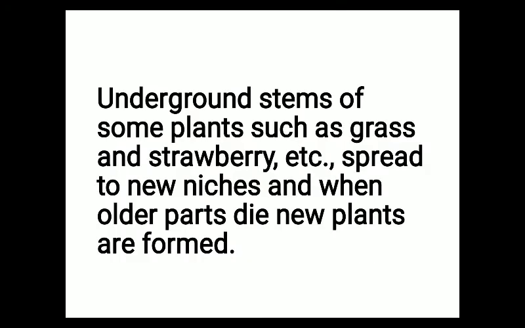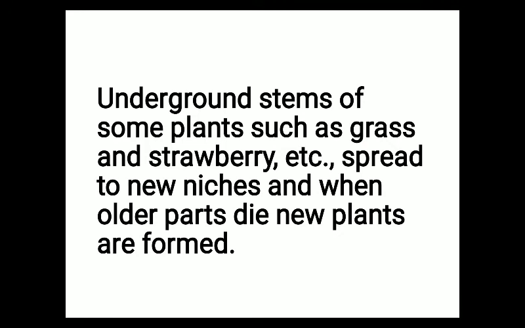Now next, the underground stem of some plants such as grass and strawberry spread to new niches, and when other parts die, new plants are formed. So this one is a modification of stem as a vegetative organ. So in this slide we can see that the stem will produce a new plant, and it is seen in some grasses and strawberry.